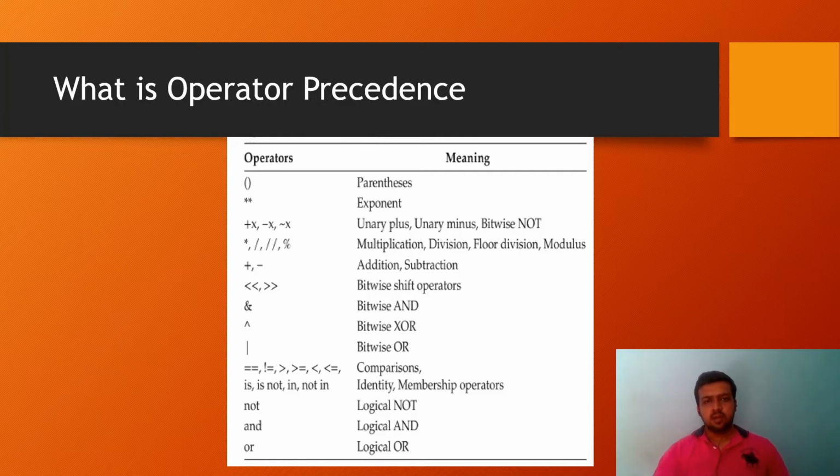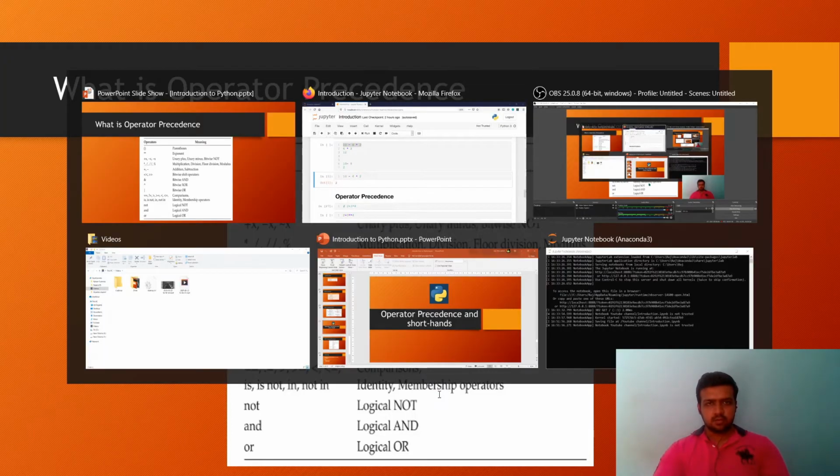Here in this diagram we can see this. The parentheses have the highest precedence, followed by exponent and unary plus, unary minus, bitwise not, and so on. And we have logical and or at the bottom of the table. So what does this say? In an expression, whenever we have parentheses, whatever is in the parentheses will be evaluated first, and then the rest of the things will follow. I have a short example for it.